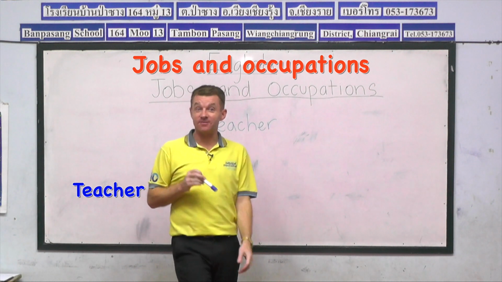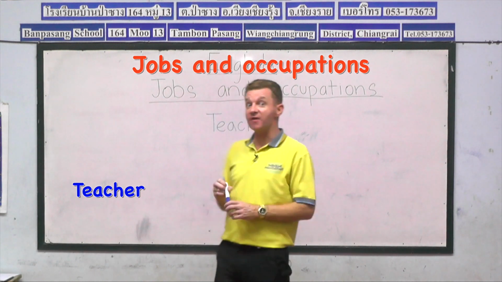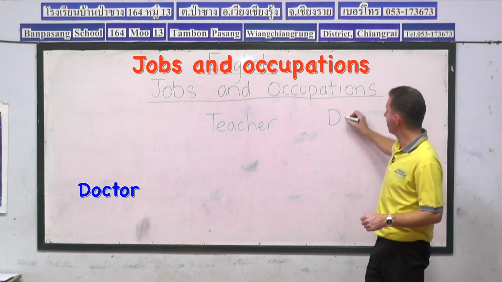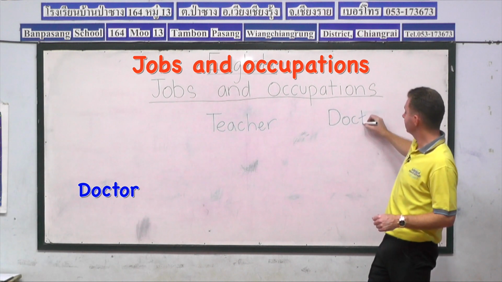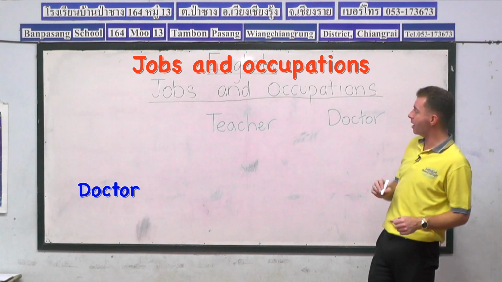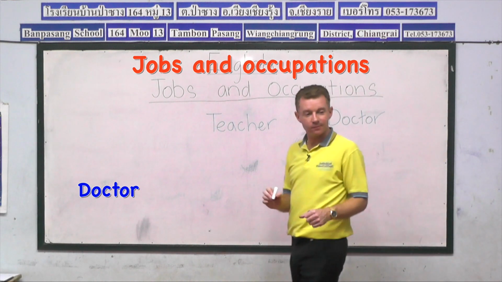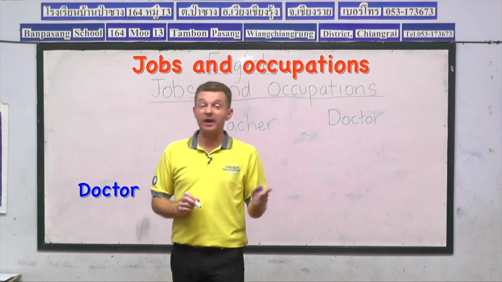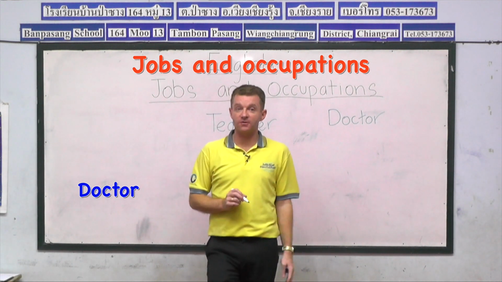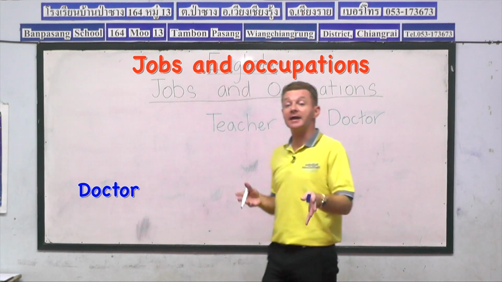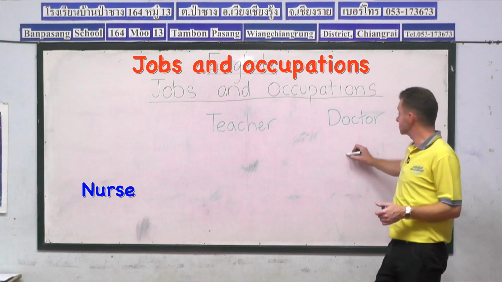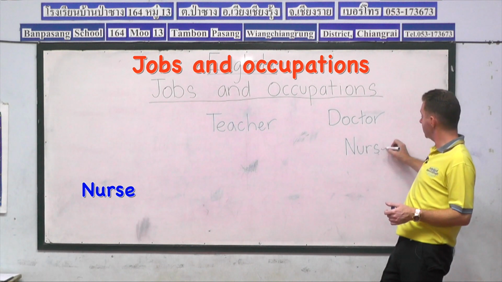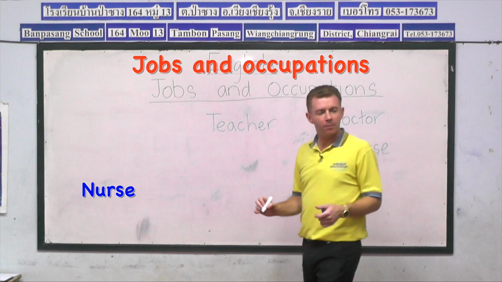Doctor, excellent. Doctor is a very good job or a very good occupation. So doctor is spelled D-O-C-T-O-R. Job or occupation? Nurse. Okay, now nurse is very similar to doctor. They work at the hospital and they want to help people get better. So nurse, N-U-R-S-E.